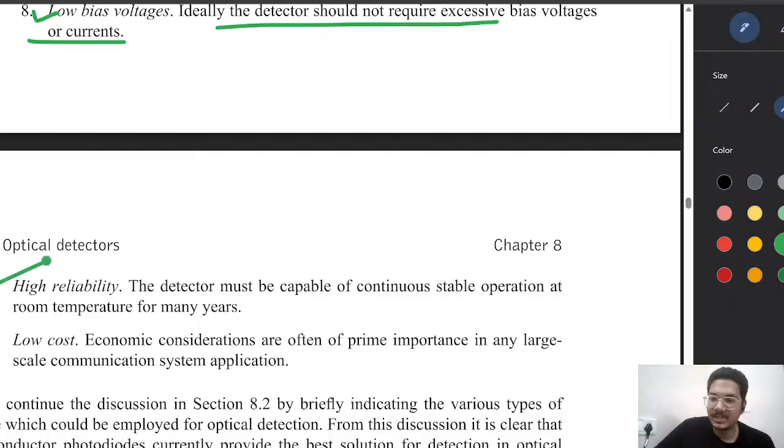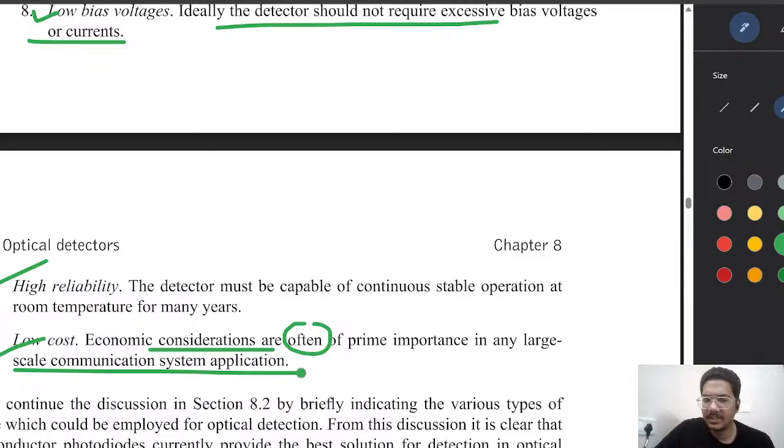High reliability: the detector must work continuously for years at room temperature. Low cost: economic consideration is often of prime importance in any large scale communication application. So these are the 10 performance and compatibility requirements of an optical detector.